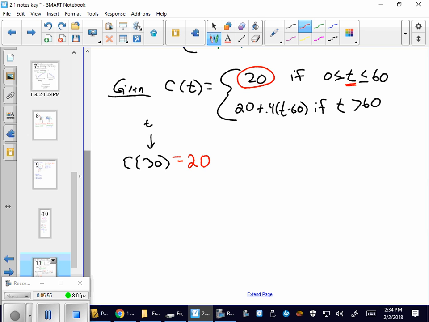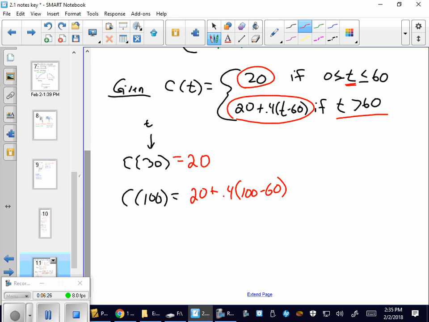If I, however, wanted to evaluate c of 100, well, 100 is a value which is greater than 60. So I'm going to look at this piece. This one does have something for me to plug into. So I'm going to plug 100 in for t into that one and then figure out its value. So that would be 20 plus 0.4 times plugging 100 in for t, and then we evaluate it.